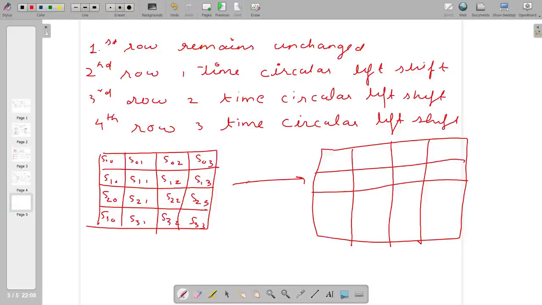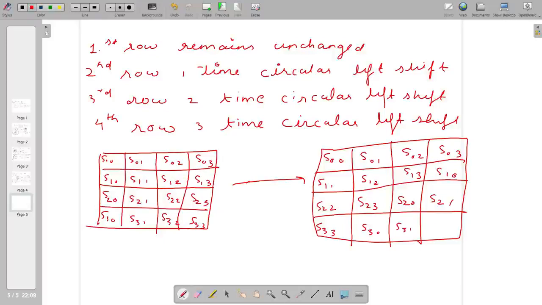And what we say is that the first row remains unchanged. So I am going to copy the first row as it is, S00, S01, S02, S03. Then the second row, one time left circular shift. So it is going to be S11, S12, S13 and this S10 will be added at the end. Then the third row two times, so it means we will shift these two at the end. So it will be S22, S23, S20 and S21. Now the fourth row is three times. So it means we will shift all these three at the end. So it is going to be S33, S30, S31 and S32. This is how shift row works.